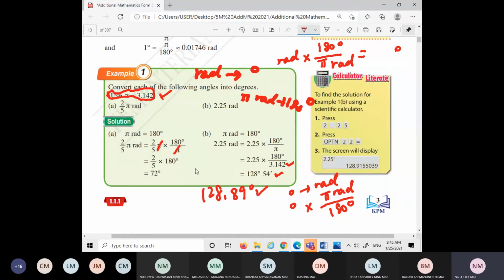But if the question mentioned that you got to state your answer in degree and minutes, then you must give this answer. You cannot give this answer. This one cannot. You must give this answer if the question mentioned you have to state your answer in degree and minute. Okay? Now I want to go to second example.